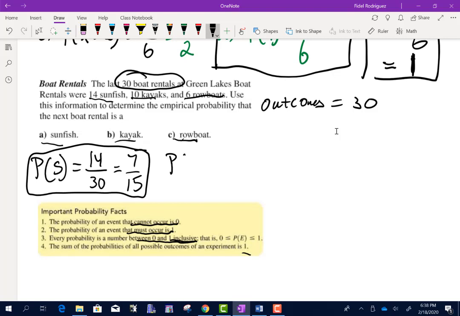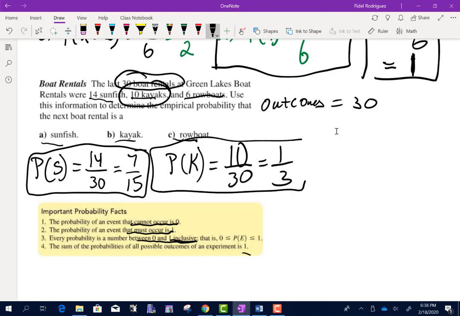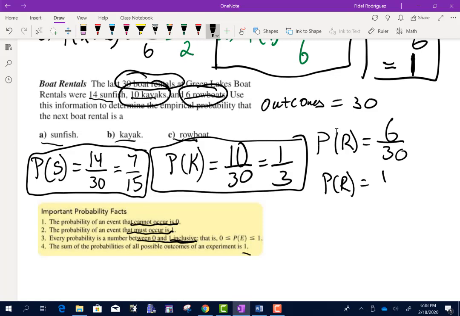What's the probability that we're going to get a kayak? Out of the 30 last boat rentals, 10 of them were kayaks. I'm going to reduce that to 1/3. Okay. And part C, what's the probability we're going to get a rowboat? Out of the 30 rentals, we had 6 of them happen to be rowboats. Again, we can reduce that to 1/5. Okay.